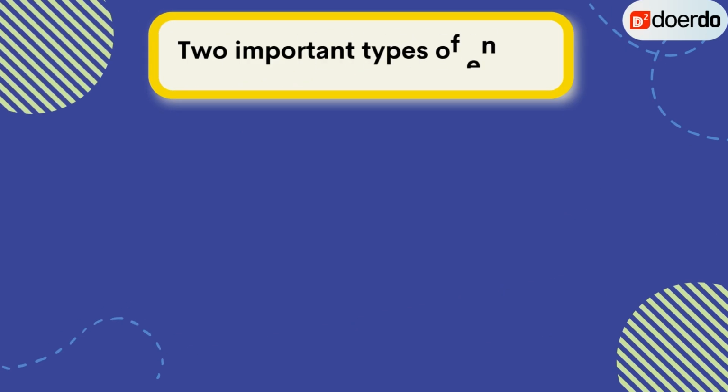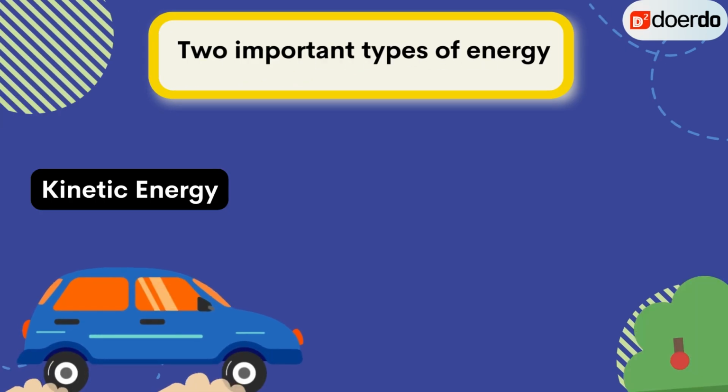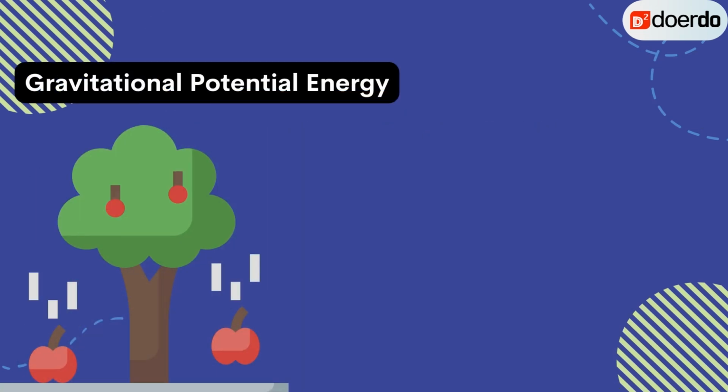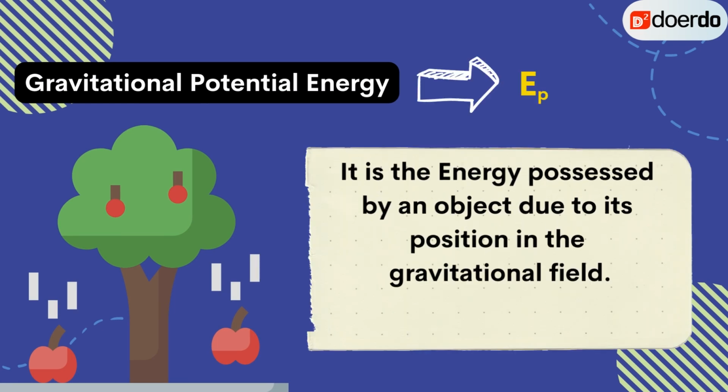Two important types of energy we will discuss here are kinetic energy and gravitational potential energy. Gravitational potential energy is given by EP. It is the energy possessed by an object due to its position in the gravitational field. In formula, it is given as the multiplication of mass, gravitational field strength and height.